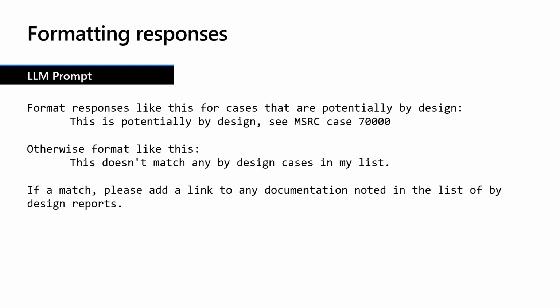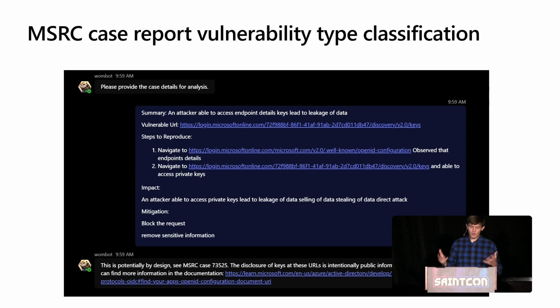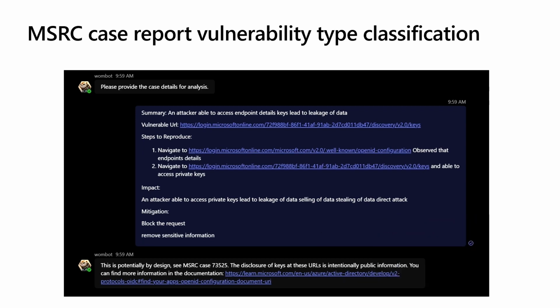And we also give the model an out here, like we talked about with the best practices. If it doesn't match anything, if the vulnerability report is legitimate, say so, so you don't have to make up a reason why it matches something in the list. So again, this is what this looks like. I asked the bot, hey, can you help me find if something is a non-issue? And it says, provide the case details. I can paste it in there in whatever format. And then it'll say, in this case, hey, this looks like it's by design. It references a case that I can go investigate, and it references some documentation as well.